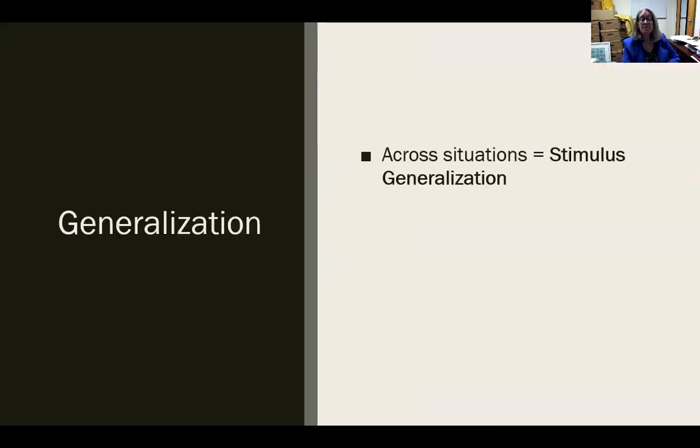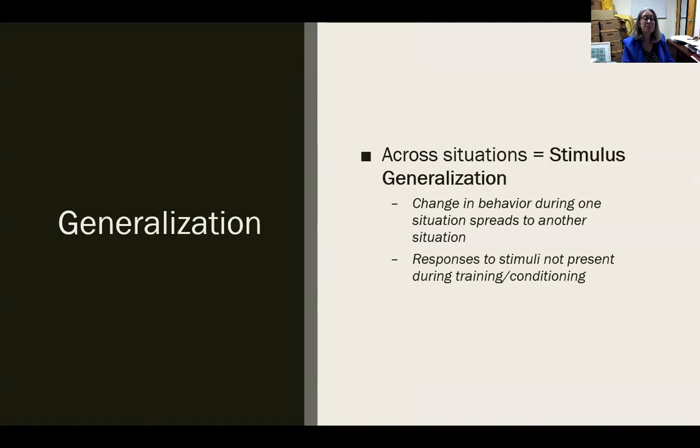And then stimulus generalization, which is what we usually mean when people say generalization. This is what they're talking about. So the change in behavior during one situation spreads to another situation. Now, in order for us to call it stimulus generalization, the stimulus that it's generalized to cannot have been present during training or conditioning. If it was present during training or conditioning, then it's not generalization, it's just regular learning.